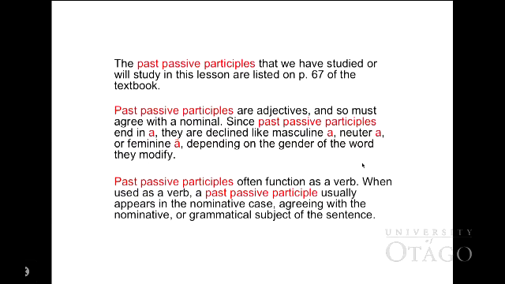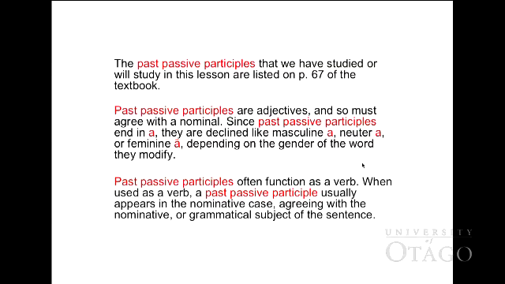The past passive participles that we have studied or will study in this lesson are listed on page 67 of the textbook. We have explained them in the last slides. Past passive participles are adjectives and so must agree with a nominal. Such participles end in a. They are declined like masculine a, such as deva, nara, neuter a, phala, or feminine a, such as sena, depending on the gender of the word they modify.